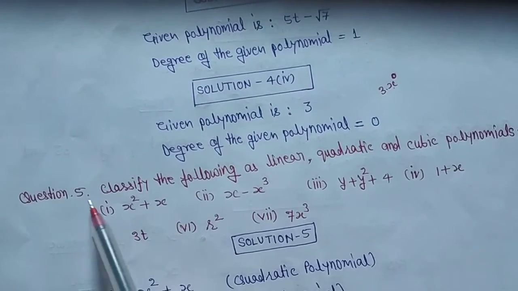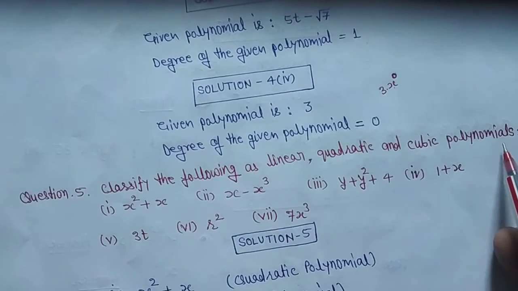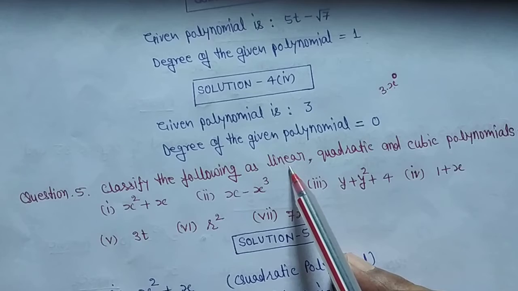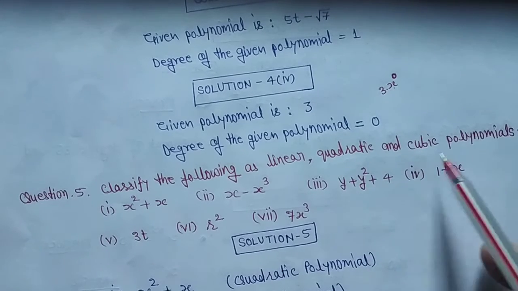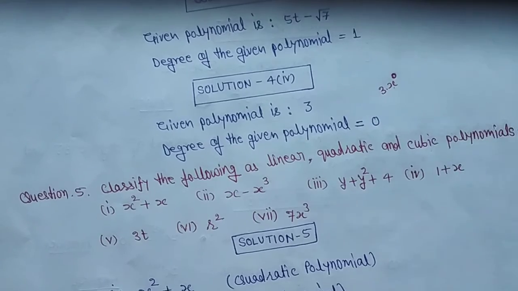This is question number 5. Classify the following as linear, quadratic and cubic polynomials. We know that linear polynomial is the polynomial having highest power 1 or degree 1, and quadratic polynomial is the polynomial having highest power 2 or degree 2, and cubic polynomial is the polynomial having highest power 3 or degree 3.